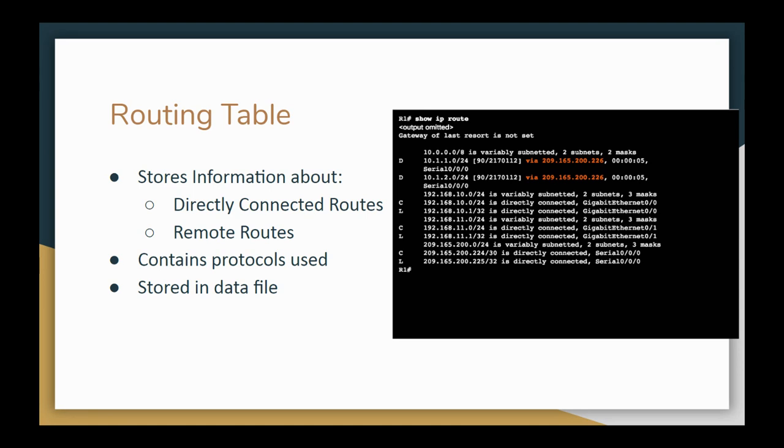You can also find it by typing show ip route. And the route table is inside the data file in RAM.